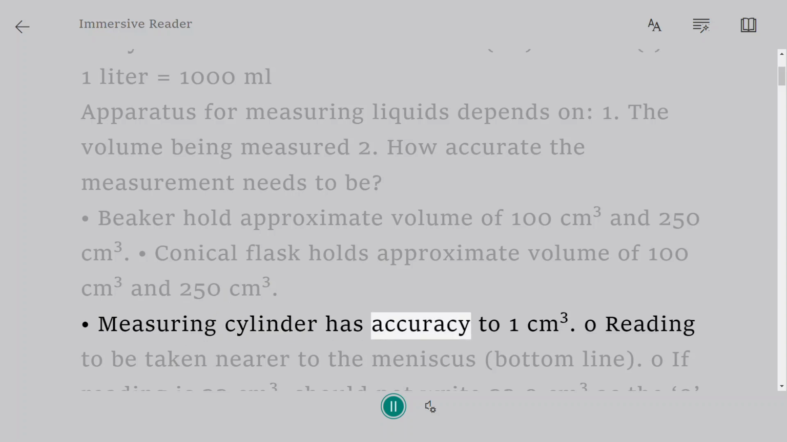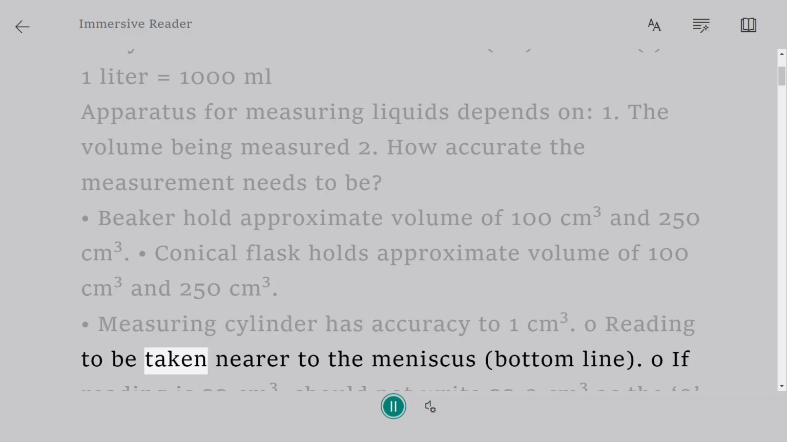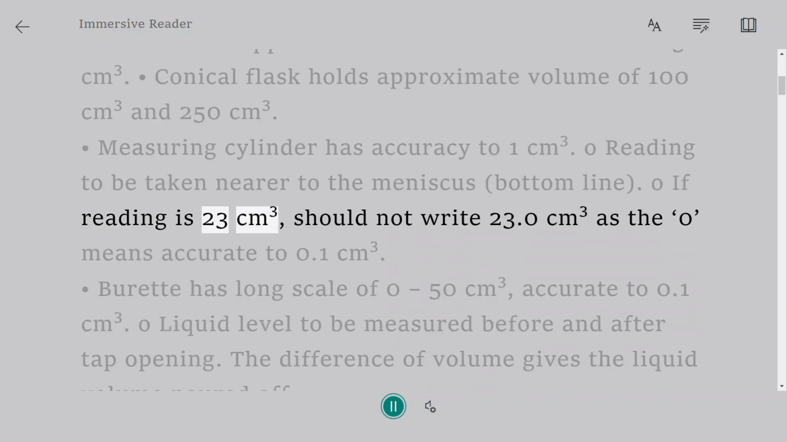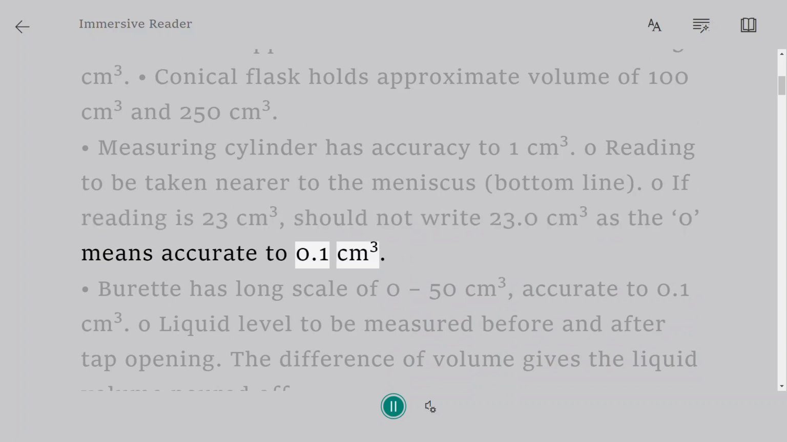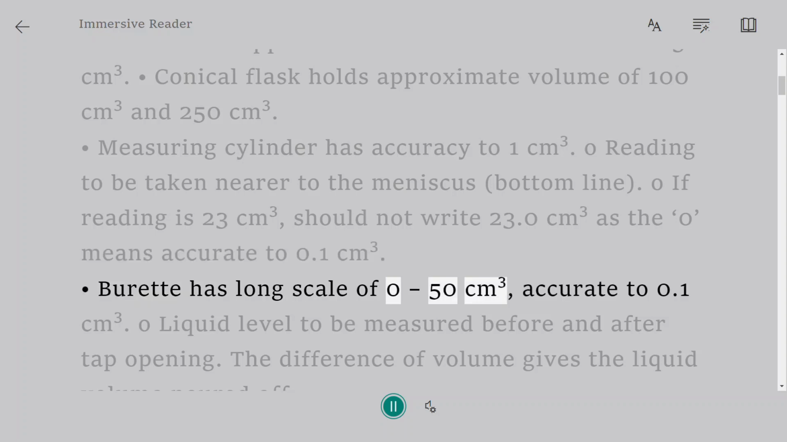A measuring cylinder has accuracy to 1 cubic centimeter. The reading is to be taken nearest to the meniscus, bottom line. If the reading is 23 cubic centimeters, you should not write 23.0 cubic centimeters, as the 0 means accurate to 0.1 cubic centimeters. A burette has a long scale of 0 to 50 cubic centimeters, accurate to 0.1 cubic centimeters.